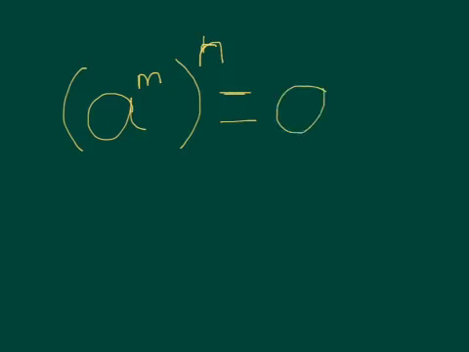So this leads us to the general rule for raising a power to a power. If I had a base of A to the m power, and I raised that all to a different power called n, then the answer would be A to the m times n power. So I keep the base and I multiply the powers.